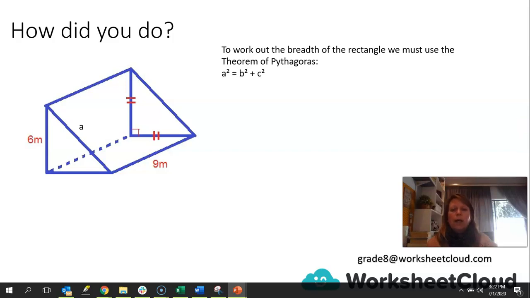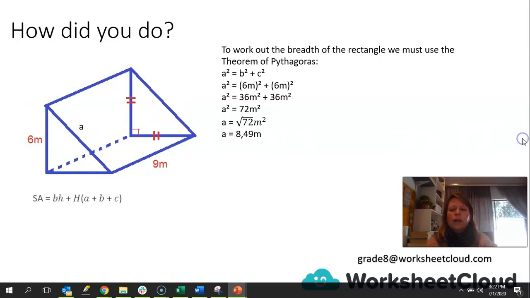Okay, so A squared is equal to B squared plus C squared. B squared and C squared are actually the same measurements because it is an isosceles triangle. So it will be 6 meters all squared plus 6 meters all squared. That will give me 36 meters plus 36 meters. It's 72 meters squared. That's A squared. We want A on its own, so we're going to square root the 72, and it's going to give me 8,49 meters. So that's that side.